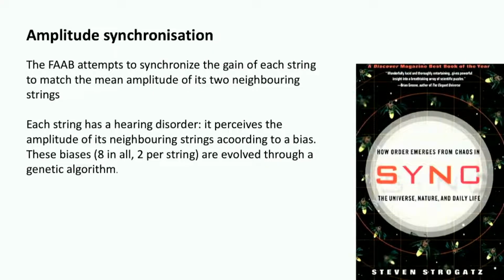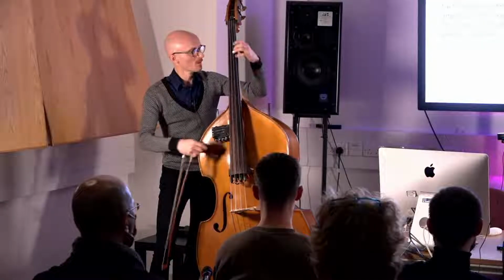It doesn't hear the actual amplitude. It listens to the amplitude of its neighboring strings with a bias. At first, it is a randomly generated bias, but then there's an evolutionary genetic algorithm evolving these biases based on a fitness function of how well the string is synchronizing to the two other strings, but also the strings, all four strings. And that sounds something like this.